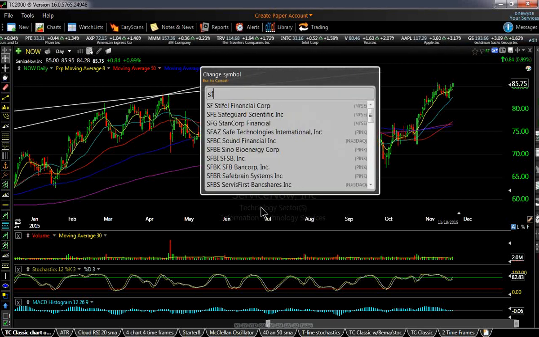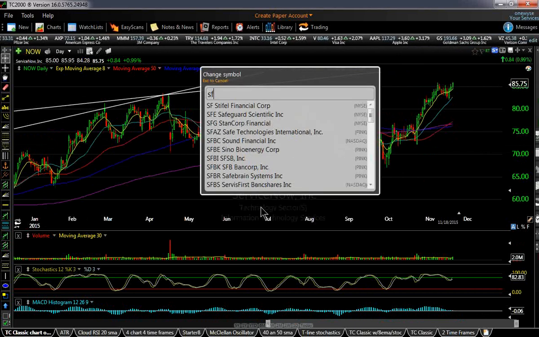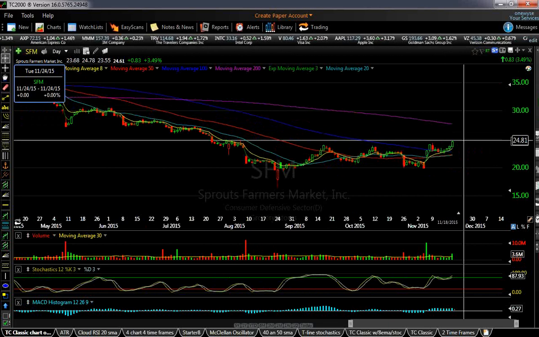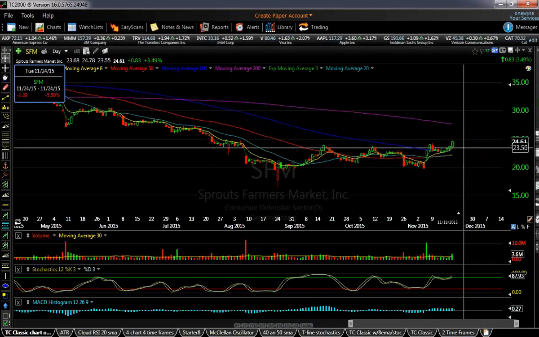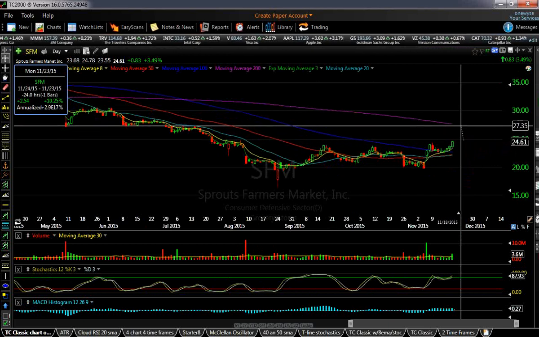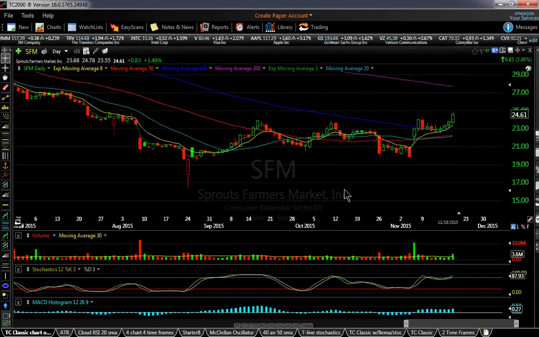And also this Sprouts Farmers Market, which somebody had that's in the room today. It was a really nice pick. I didn't get it, but that was a beautiful trade. It broke through this horizontal line. You got plenty of room to the upside here, another $3 to the upside. That's another good one, and I have that down to trade tomorrow morning. So that kind of covers pretty quickly the methodology that I use.